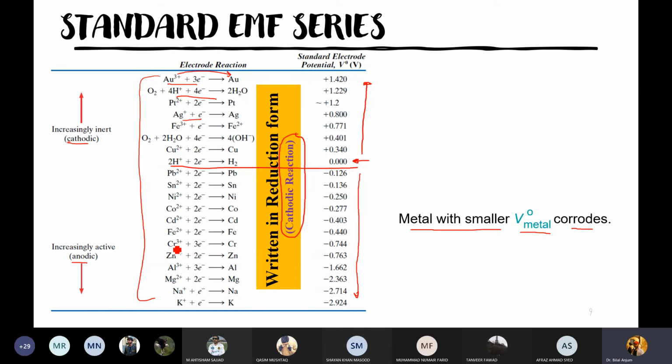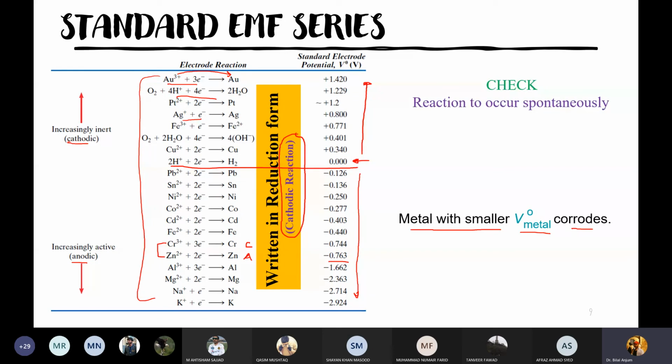For example, if I connect chromium with zinc, obviously in their own 1 molar concentration solutions, what do you think, which of the two would become an anode and which of the two would become the cathode? Zinc would become the anode, chromium the cathode. Good. Since zinc is more negative, zinc would become anode and chromium would become cathode. So this is one way of looking at it.